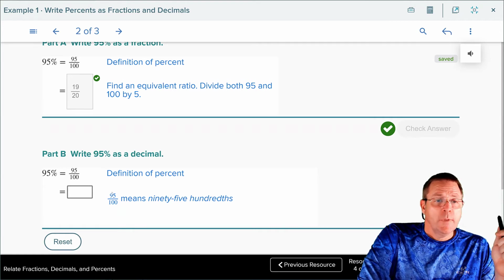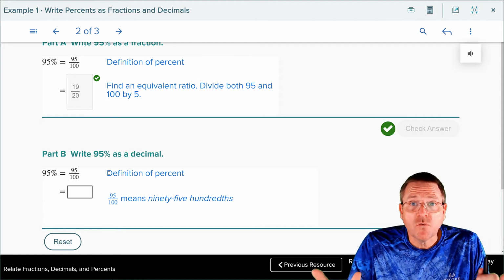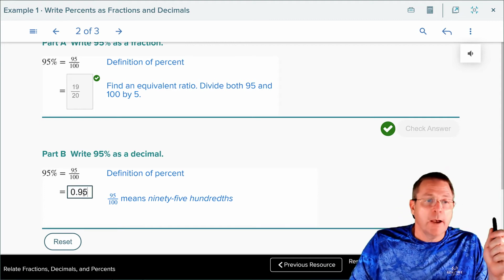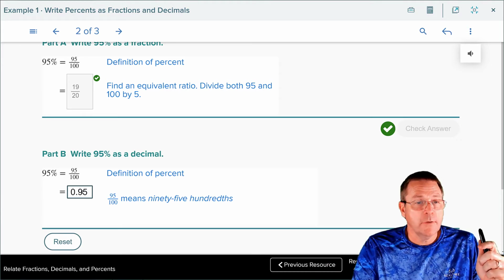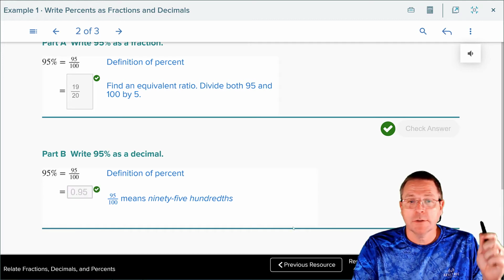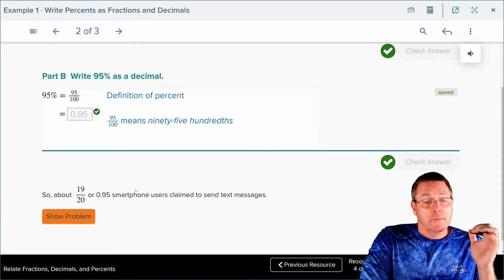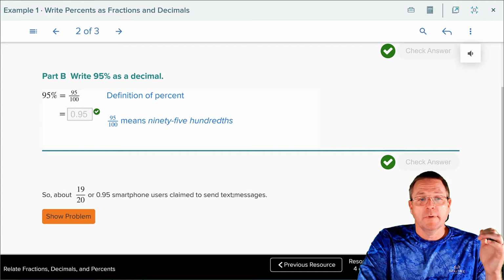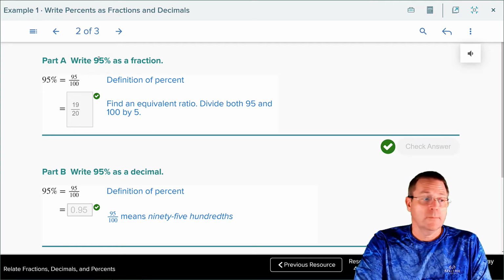Now, 95% as a decimal. Well, 95 over 100 you read as 95 hundredths. That is 0.95 or 0 and 95 hundredths. Tenths place, hundredths place. Check your answer. It checked again. So 19 twentieths and 0.95 of smartphone users claim to send text messages. Both of these values are, of course, equivalent to the 95% we started with.